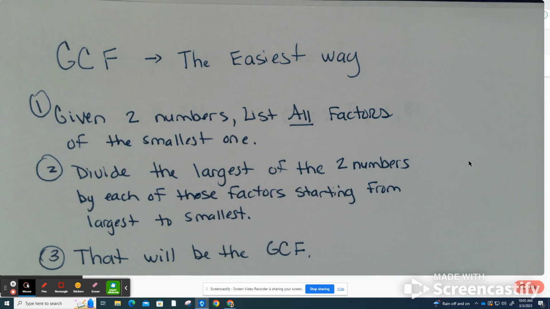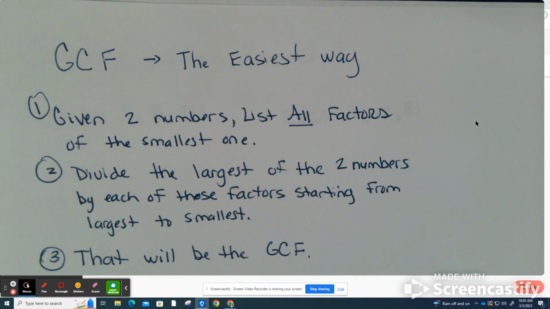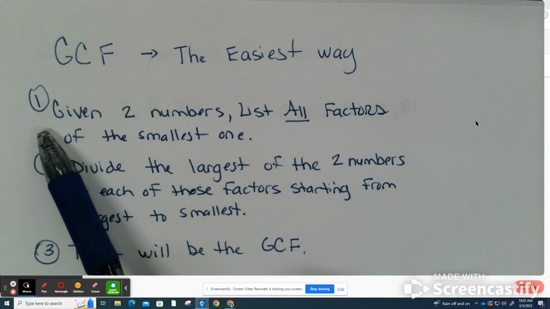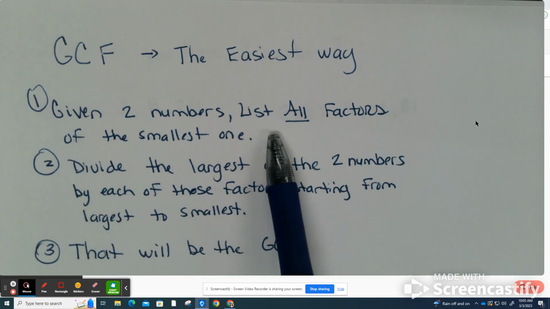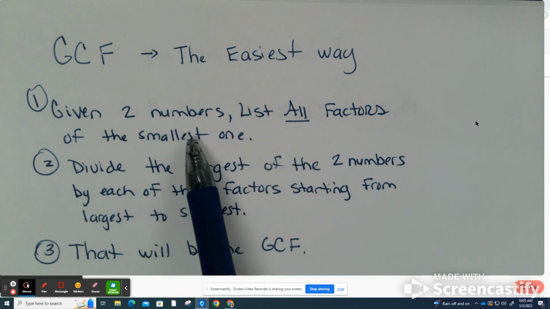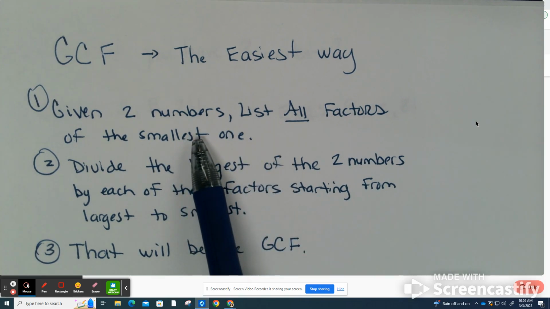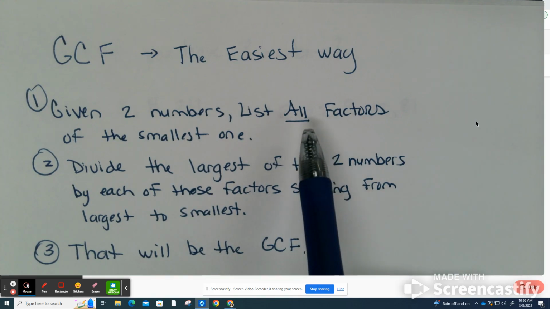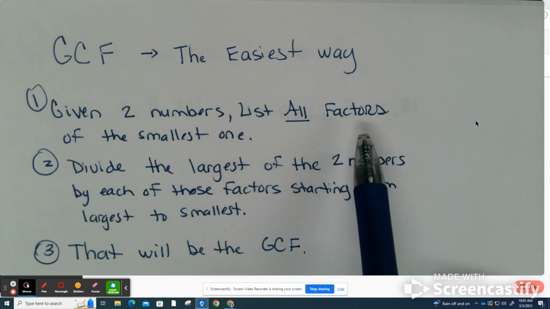Okay, so this is the GCF, the easiest way that I can show you. I've looked online, I can't find any videos that are as easy as this one, so I'm going to go ahead and create one. So the GCF, the easiest way: first off, if you're given two numbers, you're going to list all the factors of the smallest one. Because if it's the greatest common factor, it has to be a factor of the smallest one. So there's no sense of worrying about the largest one at this point.